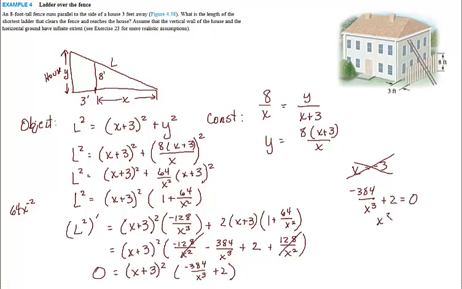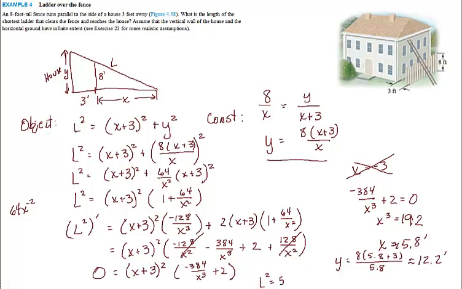And when I solve that, I get x cubed equals 192, and then x equals about 5.8 feet. What do they ask me? What's the length of the shortest ladder? Okay, so that means I need to go back to the length of the shortest ladder, which means I need to go back to here. Well, I'll go back and get my y, and then I'll plug it into here and get my L.